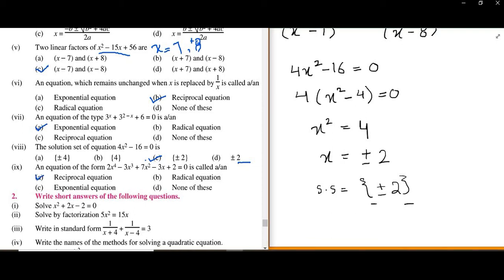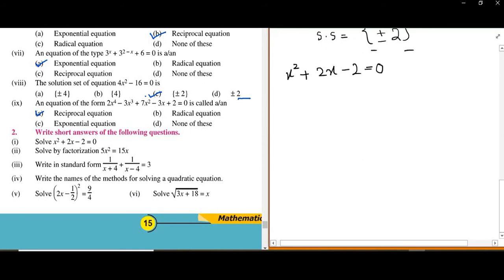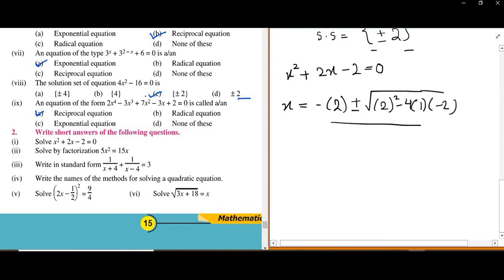Write the short answer. Solve. X equals minus b plus minus square root of b square minus 4ac, divided by 2a. Just make some simplifications. You will get minus 1 plus minus square root 3. So the solution set is minus 1 plus minus square root 3.